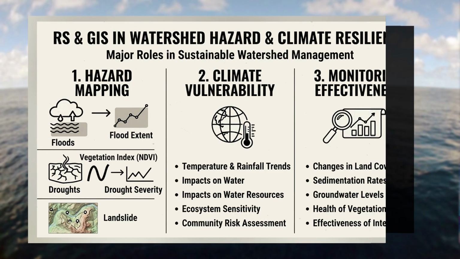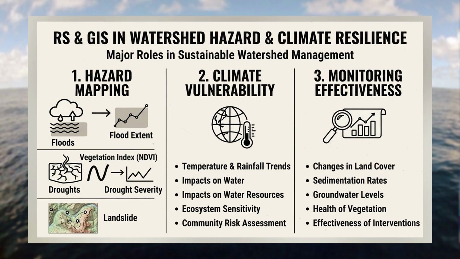The role of watershed management in disaster management includes flood risk reduction, drought mitigation, landslide and soil erosion control and disaster preparedness and risk reduction. Climate resilience through watershed management focuses on enhancing adaptive capacity, ecosystem based adaptation, carbon sequestration and climate mitigation. The major roles remote sensing and GIS play are hazard mapping, climate vulnerability assessment and monitoring effectiveness of watershed interventions.